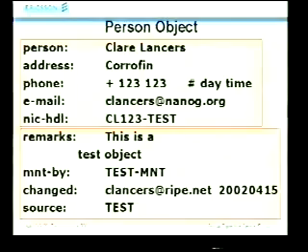This upper red box here is person contact information. This lower red box is auxiliary information. Now what I want to draw your attention to is this is common to all objects. Okay? All types of objects usually have a maintained by, a remarks attribute, a changed, and a source.